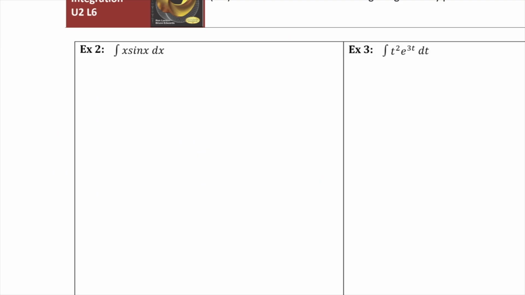Let's take a look at example 2. We have x multiplied by the sine of x. Now, you cannot use algebra to simplify the problem. Use substitution, long division, trig identities. So let's try our new method.